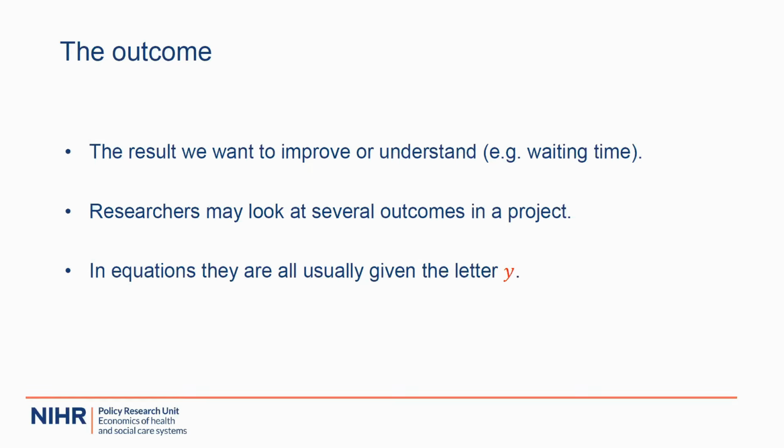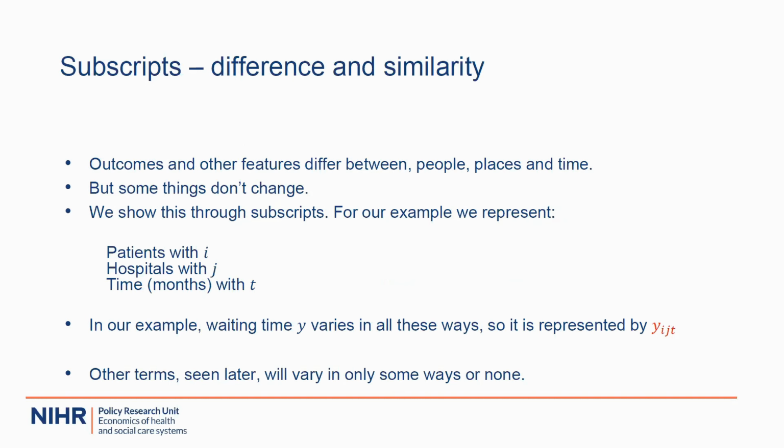So we have to start, if we build our equation, with an outcome, and we're going to continue with the example of waiting time, so trying to impact an outcome of waiting time in emergency departments. This is what we want to improve, or at least what we want to understand about how a policy has an impact. We might look at several outcomes in a single project as well. And in an equation, this is usually given a value of Y, and you'll see in later slides, it also tends to be on the left-hand side of an equal sign.